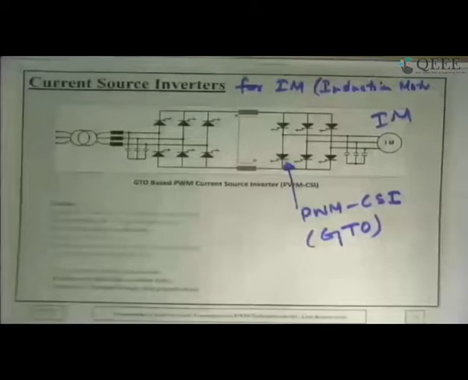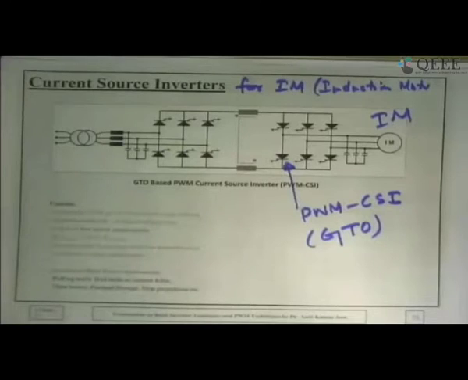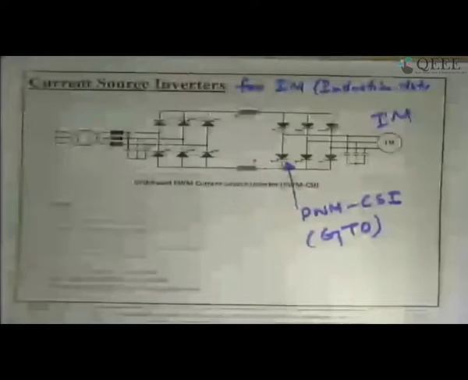So if we want to use a current source for an induction machine, we cannot use thyristors. Instead, we have to go for a device which is popularly known as GTO. GTO is basically a high power device which can be turned on and turned off. It has a gate power loss, but for some applications you have to make the CSI configuration using GTO for an induction motor application.